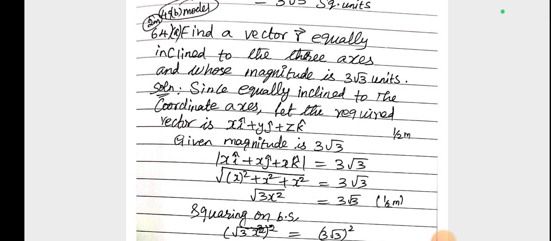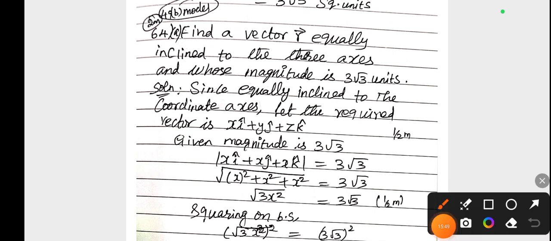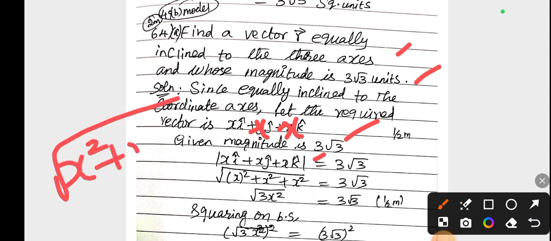Find the vector R, equally inclined to the 3 axes, with magnitude 3 root 3 units. Equally inclined, so we may write the required vector as xi plus xj plus xk. Actually 49 also we wrote like that: xi cap plus xj cap plus xk cap. So magnitude 3 root 3. So the magnitude of that is root over x square plus x square plus x square. That's what we have written here. So x square plus x square plus x square, 3x square. So root over 3x square equals 3 root 3.